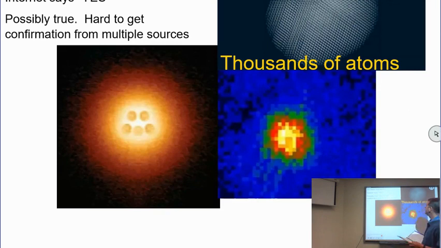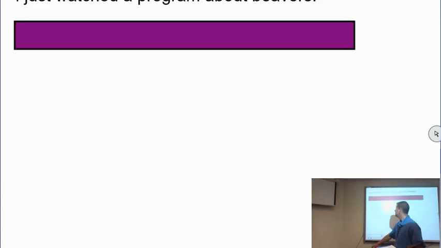Are these real atoms? These pictures? The internet says yes, but as I tried to find out background information and supporting information as we're going along, I could not find multiple sources that will confirm it. So the internet says that we've seen real atoms. I still kind of think that we have not. That's how small atoms are.